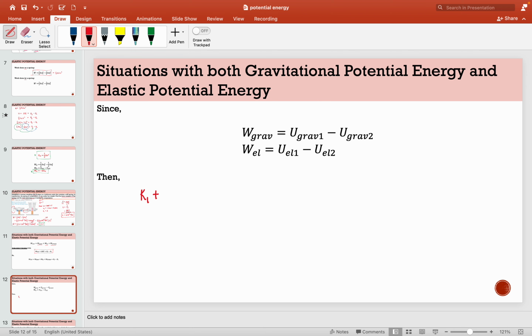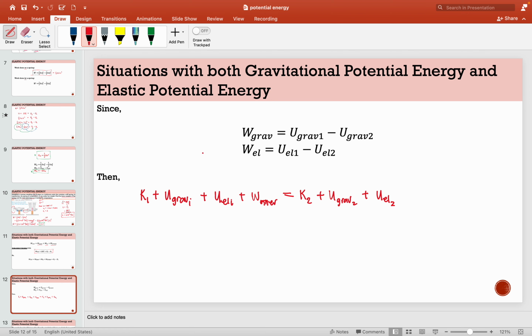K sub 1 plus the initial gravitational potential energy plus the initial elastic potential energy plus the other work done, or the work done by other forces, is equal to K sub 2 plus the final gravitational potential energy plus the final elastic potential energy.